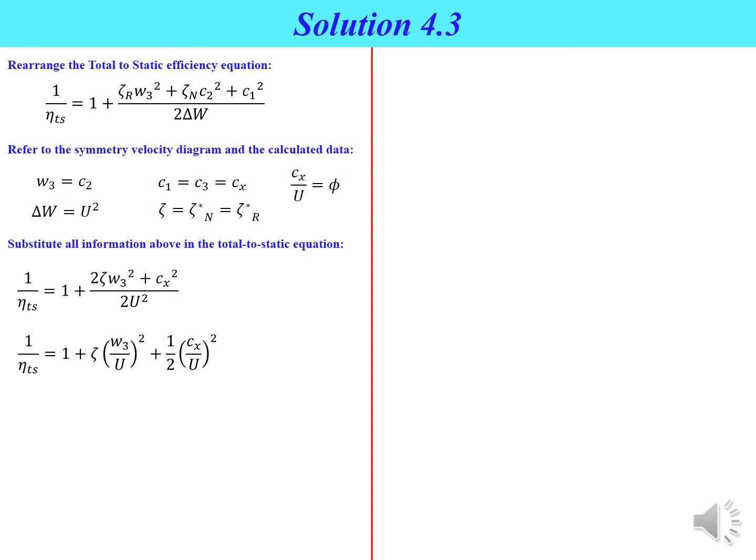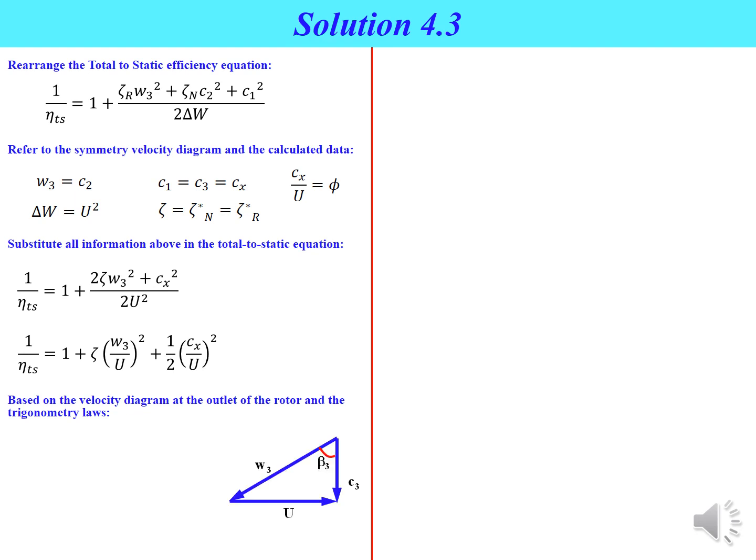And again, rearrange the equation to try to simplify it. So we'll get the next equation based on the velocity diagram at the outlet of the rotor and also the trigonometry laws. The figure shows the velocity diagram at the outlet of the rotor. So we can obtain that cos beta 3 equal to C3 divided by W3, so W3 equal to C3 sec beta 3, which is also equal to Cx sec beta 3.